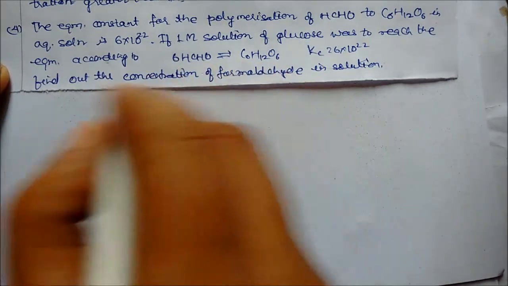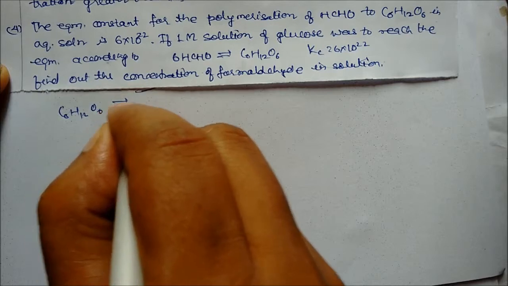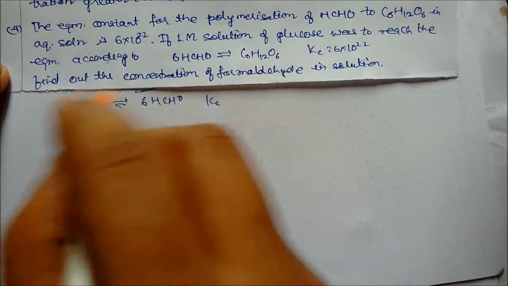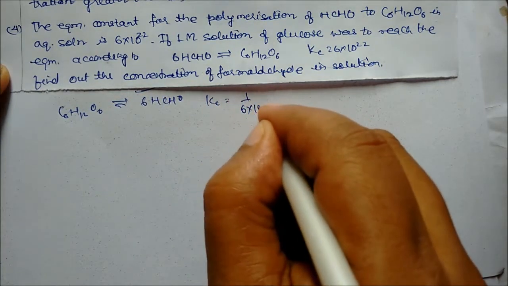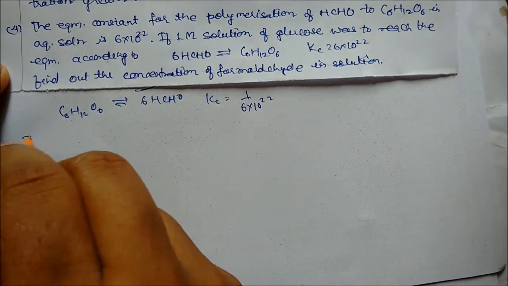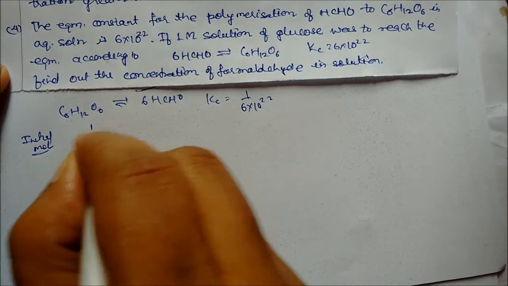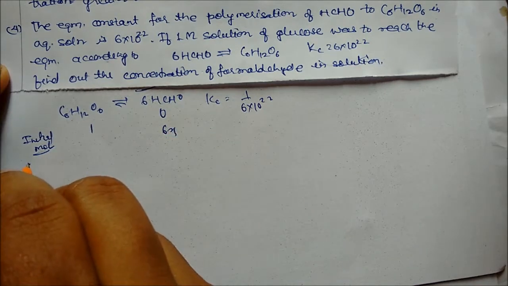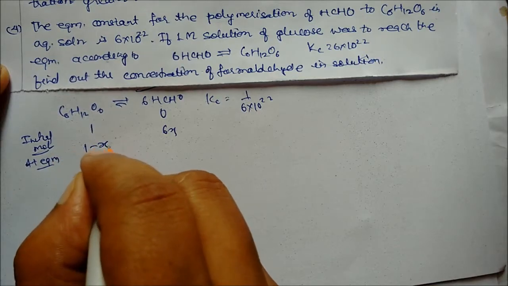So we write here C6H12O6 giving 6 HCHO. So Kc will be reversed. If we are reversing the equation, this Kc will be reversed. This becomes 6 into 10 power 22. Now the initial moles: this is 1, this is 0. So definitely at equilibrium this will be 6x, and this will be 1 minus x.